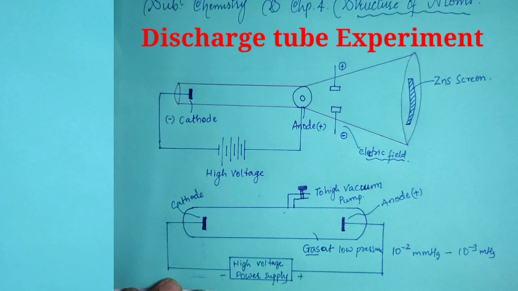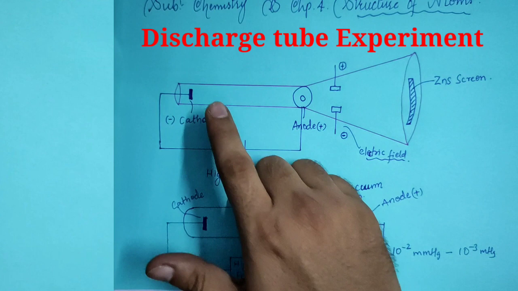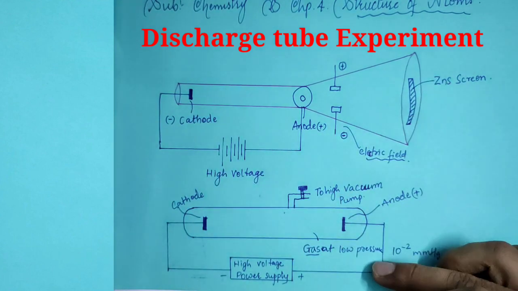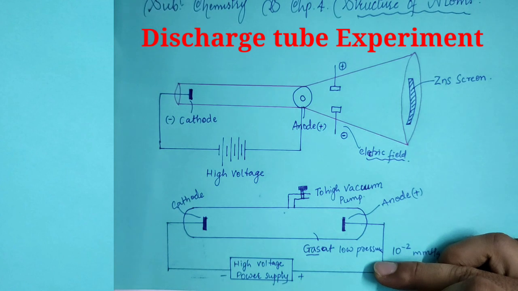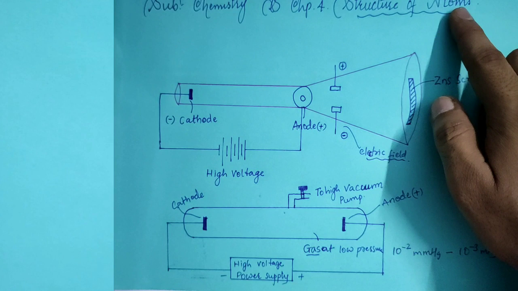Many scientists till the 19th century tried to pass electricity through gases. When a high voltage is applied at low pressure... These two diagrammatic representations I have drawn for you to understand how the electron was discovered, and how the atom was further divided.